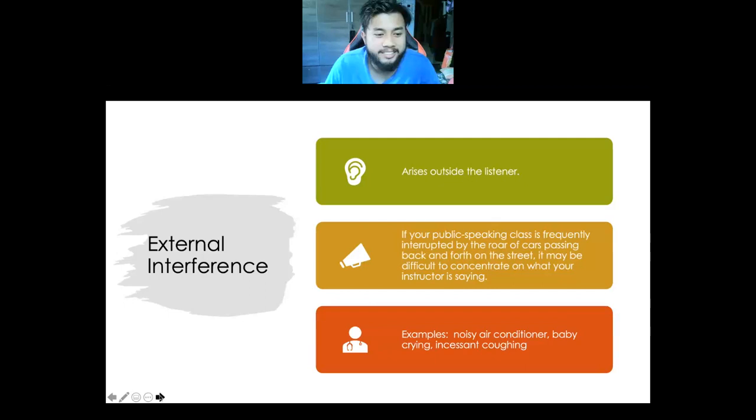There's a loud car or loud motorcycle passing by. It will change my mood totally. I will not be able to focus after that. So that is one example of external interference.